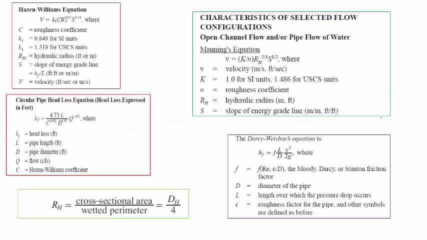Now, as a review, this is the Hazen-Williams equation that you can find in the FE. I've just copied and pasted it, so you see that you have all this information. And this is just another way of presenting Hazen-Williams. This is Manning, and this is Darcy-Weisbach. Because we're talking about pipes, the hydraulic radius is the diameter divided by 4.